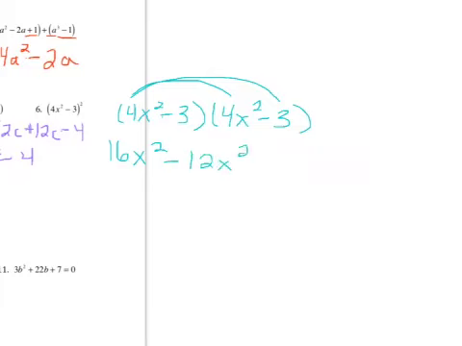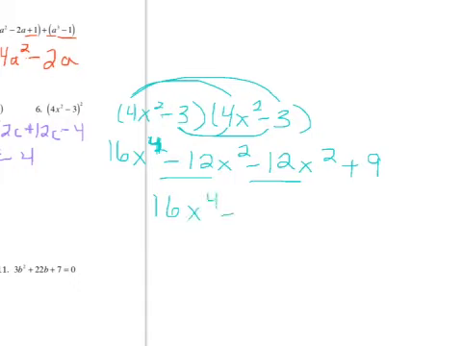Uh-oh, I made a mistake. Should be 16x to the 4th, because we need to add our exponents. 4x squared times negative 3 is negative 12x squared. And then negative 3 times 4x squared is negative 12x squared. And negative 3 times negative 3 is a positive 9. And then we need to combine the like terms in the middle. So we have 16x to the 4th minus 24x squared plus 9.